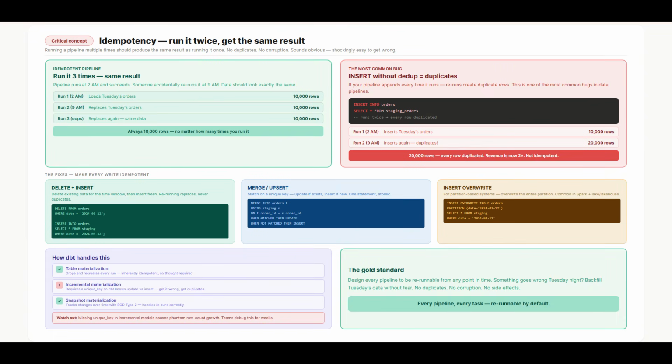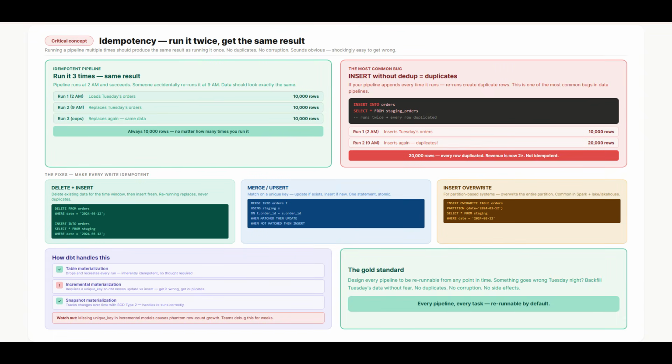DBT handles this well with its materialization strategies. Table materialization always drops and recreates, so it's inherently idempotent. Incremental models require more care. You need to define a unique key so DBT knows which rows to update versus insert. Get that wrong and you get duplicates. I've seen teams debug phantom row count growth for weeks before finding a missing unique key in an incremental model.